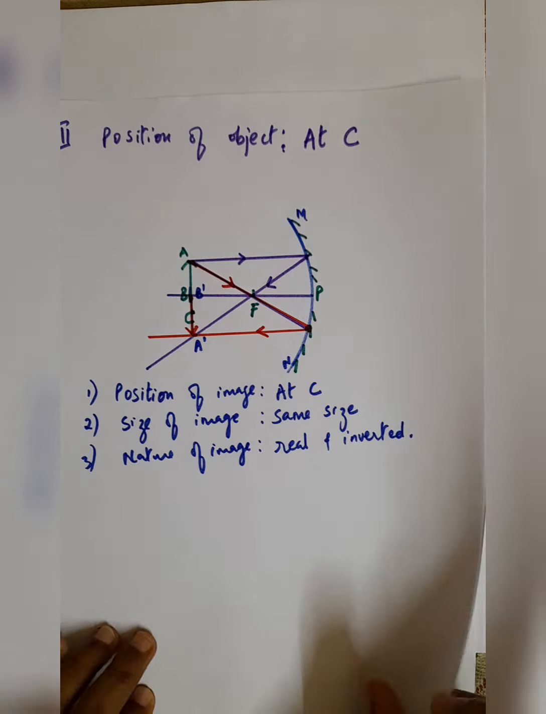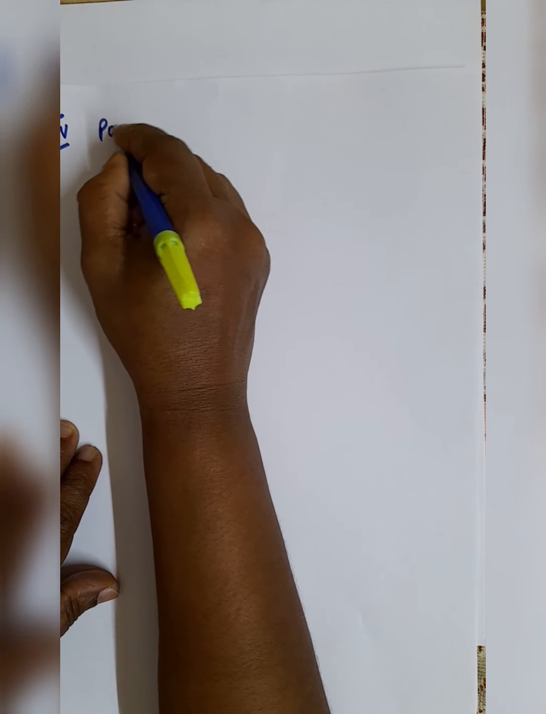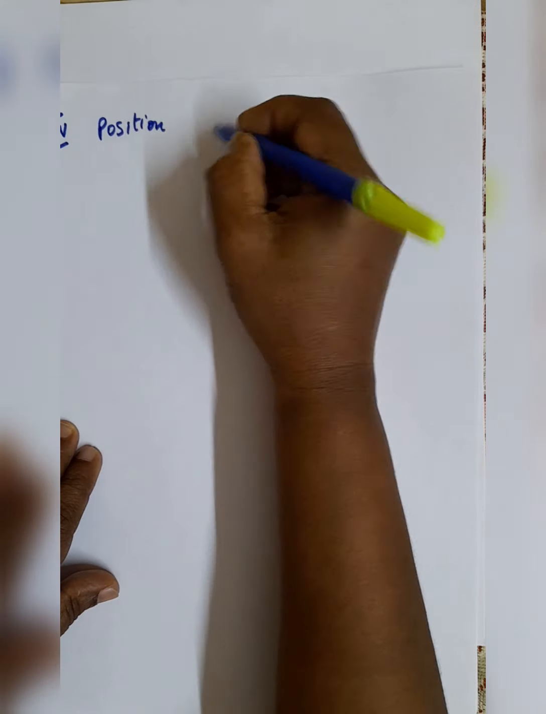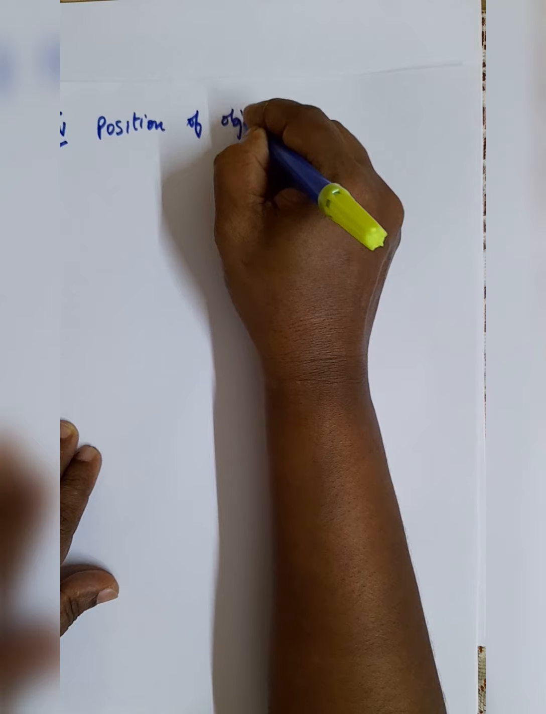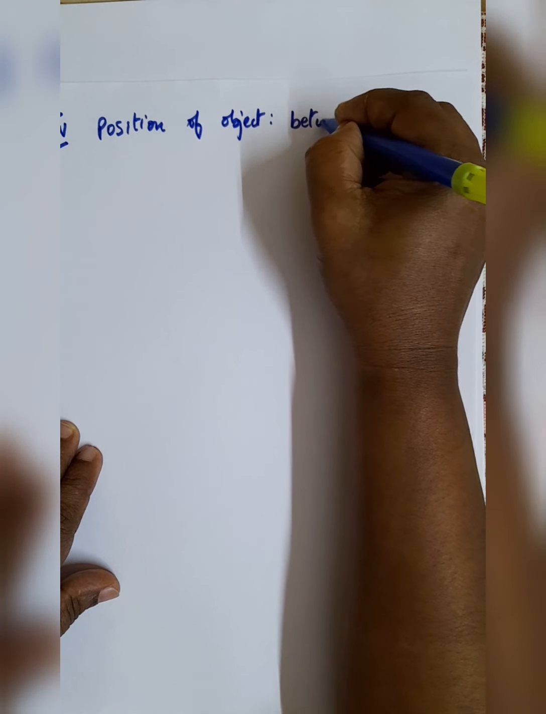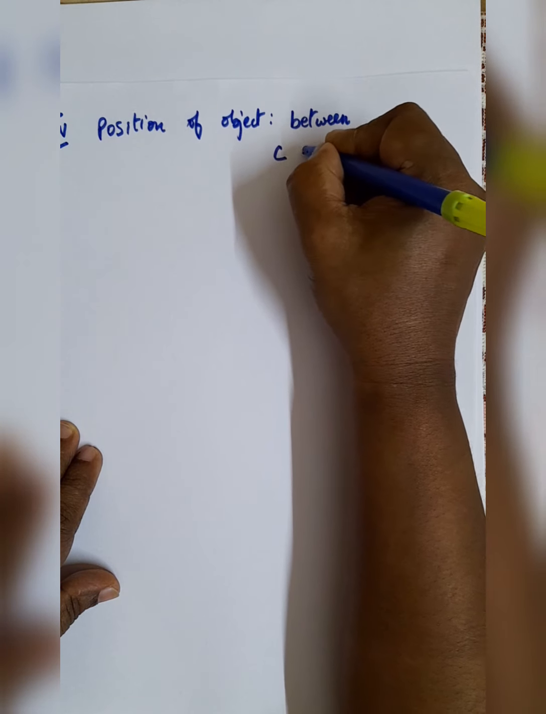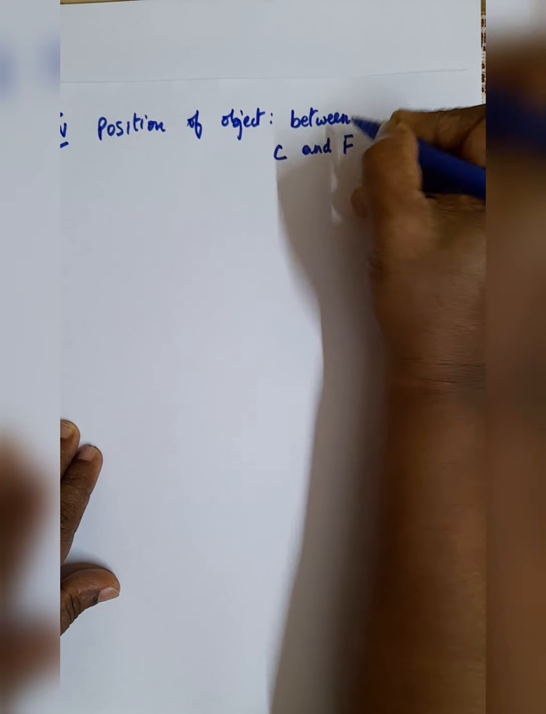We'll do the fourth one. The fourth position of the object is between C and F. Between C and F, that is the center of curvature and the focus.